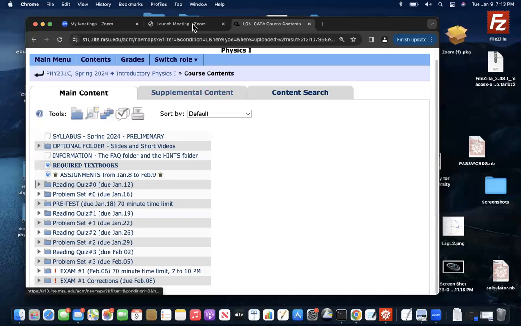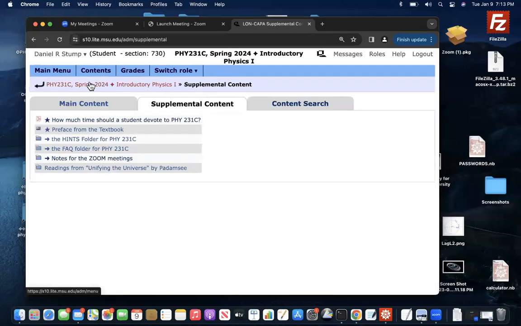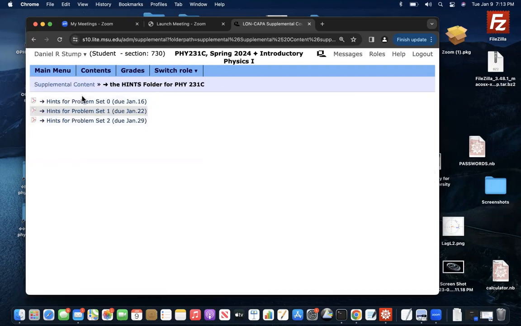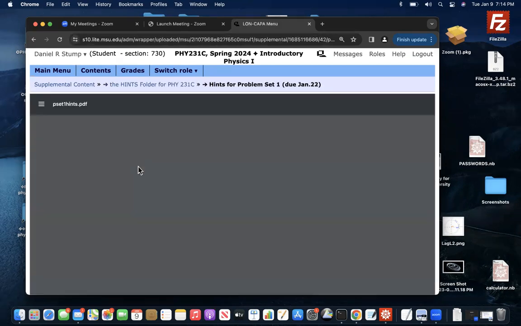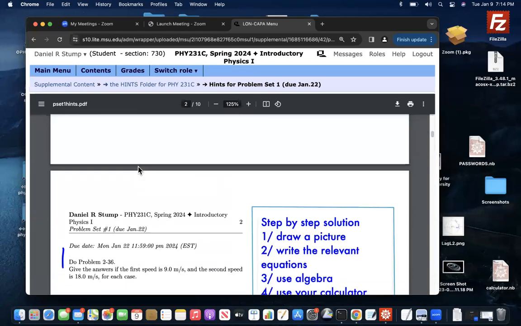All right, that's the main content. Now, there are also some things in the supplemental content. So click on the supplemental content. Let's see what's there. The hints folder. So there's a hints folder. Let's click on the hints folder. Here are hints for problem set 0. Here are hints for problem set 1. Here are hints for problem set 2. You click on that. Here are hints for problem set 1. For each problem, there's a little hint.